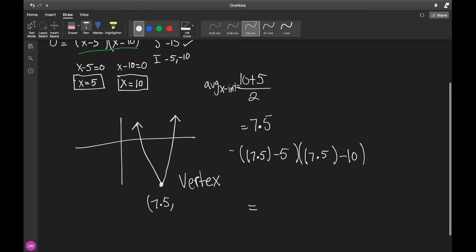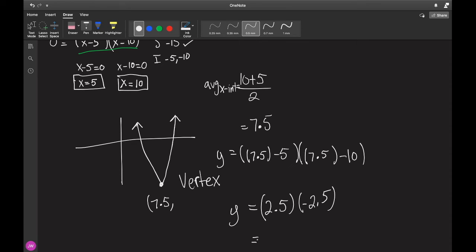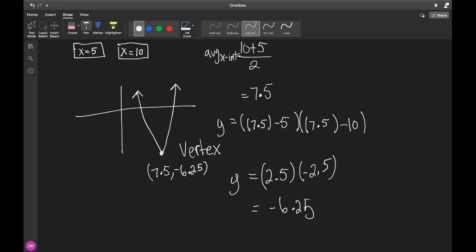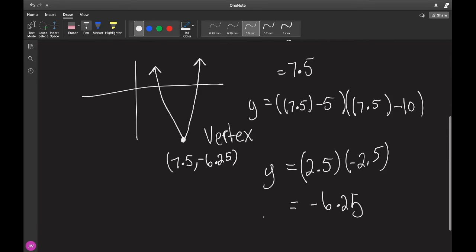So what does this equal? This is what the y-coordinate will equal. So you're going to do 7.5 minus 5 is 2.5. And then 7.5 minus 10 is negative 2.5. So 2.5 times negative 2.5 is negative 6.25. So that would be the y-coordinate of the vertex. There you go. So the y-coordinate is negative 6.25.